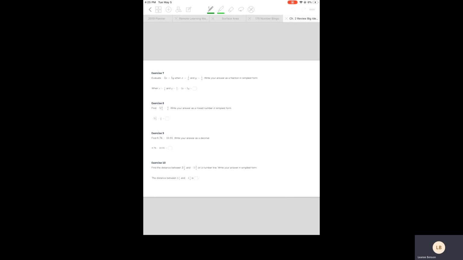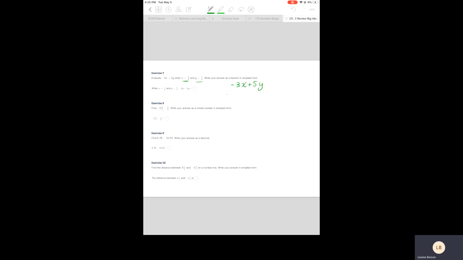Number 7, we're dealing with variables now. So we have x's and y's involved. It says evaluate negative 3x plus 5y. I'm just going to rewrite it over here. When x is 1/6 and y is 1/4. Okay, so all I have to do now, they're actually giving me what the x and y equal, so I'm just going to plug those values right in.